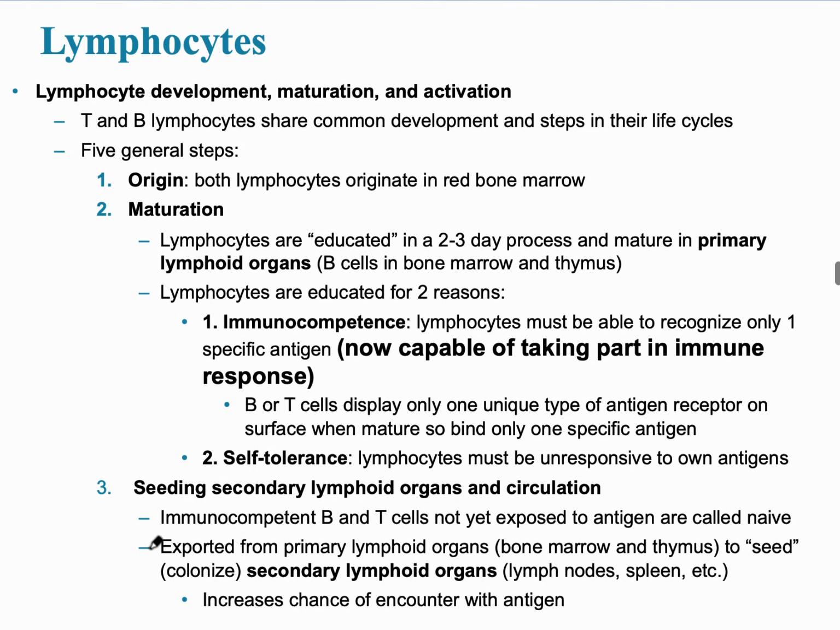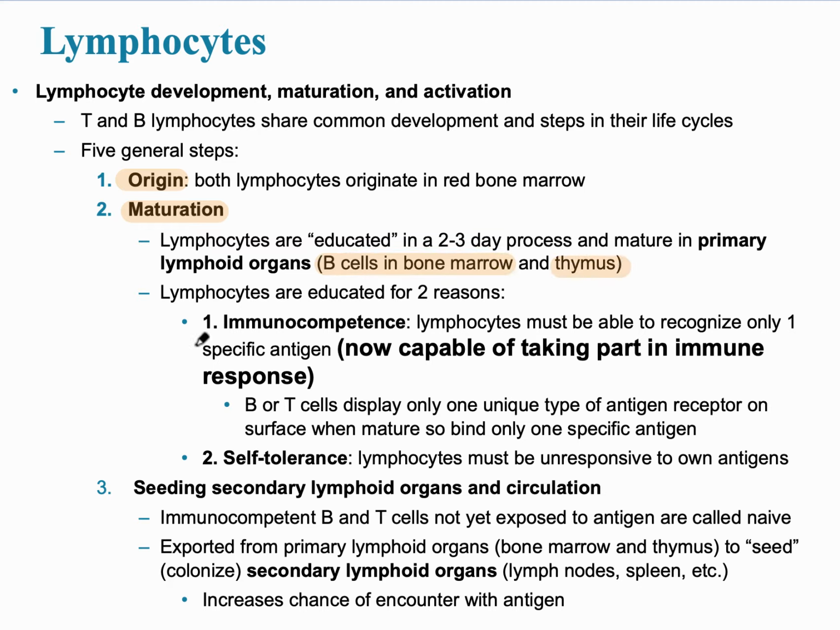So lymphocytes now, there's 5 main steps that occur. The first step is the origination, where they begin. And you learned in previous chapters that blood cells develop from the red bone marrow. That's the process of hematopoiesis. So lymphocytes also originate in that red bone marrow. Then they mature in a couple different places depending on their cell. B cells mature in the bone marrow, and T cells mature in the thymus.